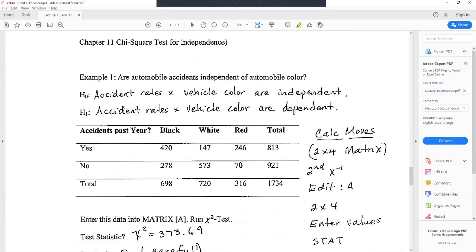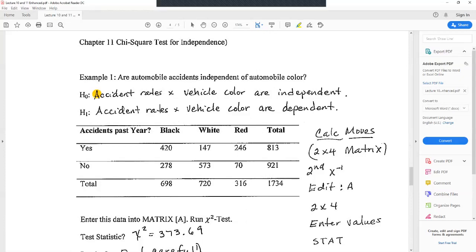So for example 1, are automobile accidents independent of automobile color? In other words, does the color of your vehicle affect the probability of your having an accident? So let's investigate and see.